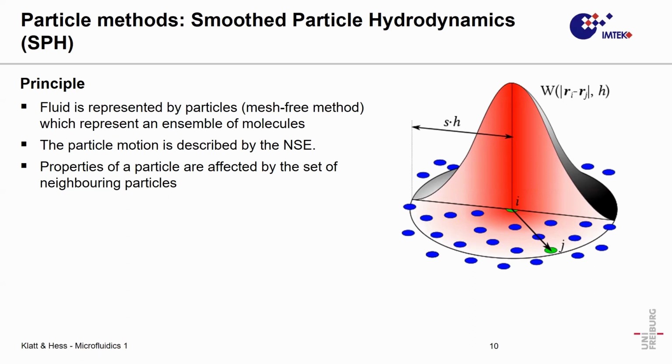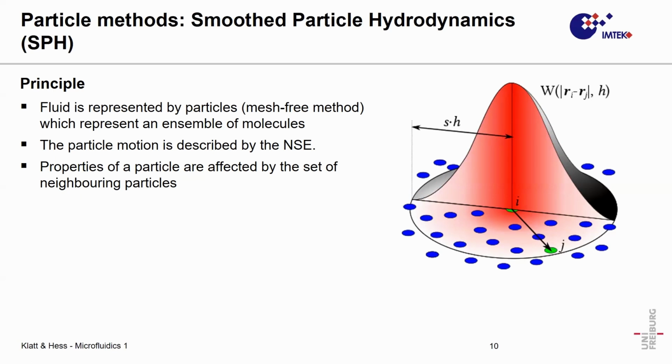This is a mesh-free method, and this is illustrated on the right-hand side. On the right-hand side, you can see blue particles. So those blue dots represent the fluid particles. And this image is illustrating how the central particle for which the Navier-Stokes equation is evaluated right now is influenced by a set of neighboring particles. All particles that fall within this circle have an influence on that particle. And this function in the middle is a weight function, which defines that closer particles have a larger influence compared to particles which are further away.